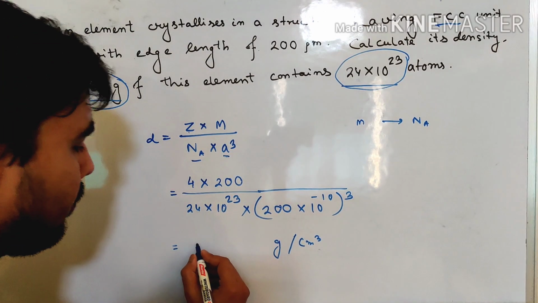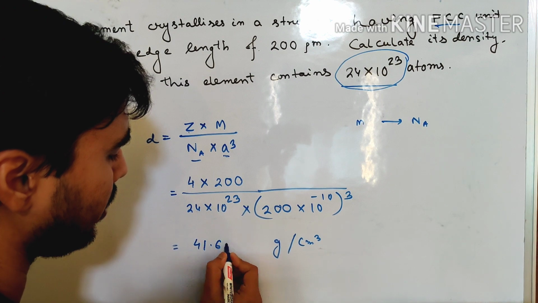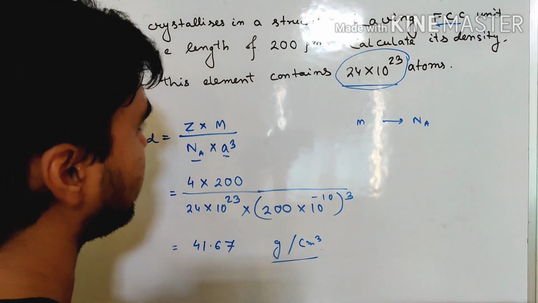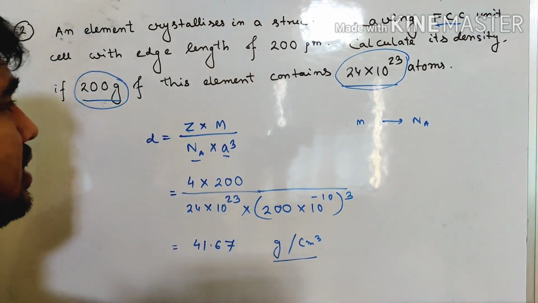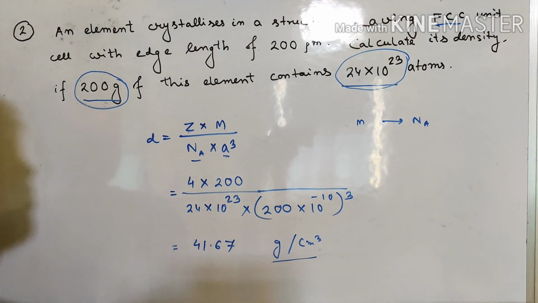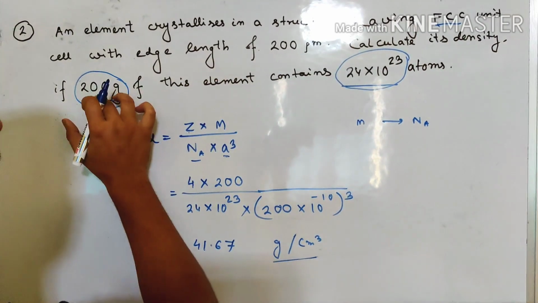So after calculation we are getting 41.67 gram per centimeter cube. So this problem is just the carbon copy of the previous problem with a slight change over here. The next problem is a new type, one can say. Carefully read the question.